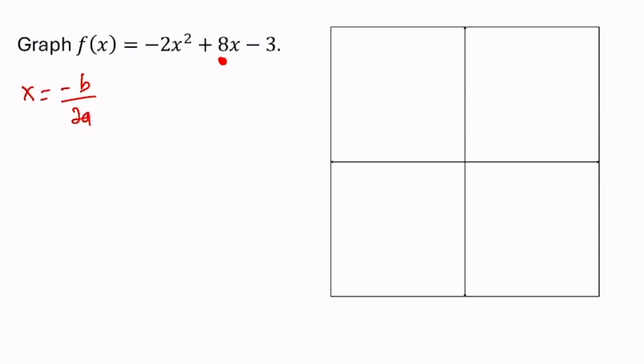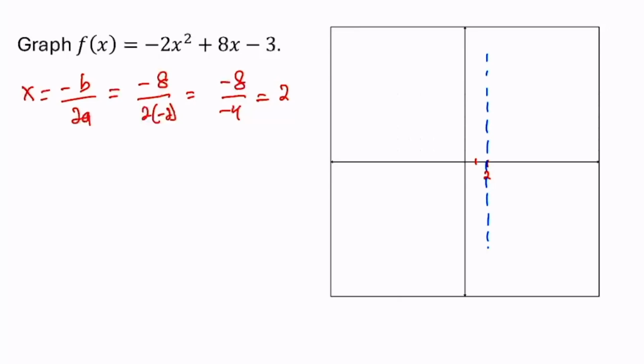We find our b in the function to be 8 and our a to be negative 2. So let's substitute. Negative 8 over 2 times negative 2. That's negative 8 over negative 4. That leaves us with 2. So that means on our graph here, at x equals 2, we have our axis of symmetry represented by this dashed line.